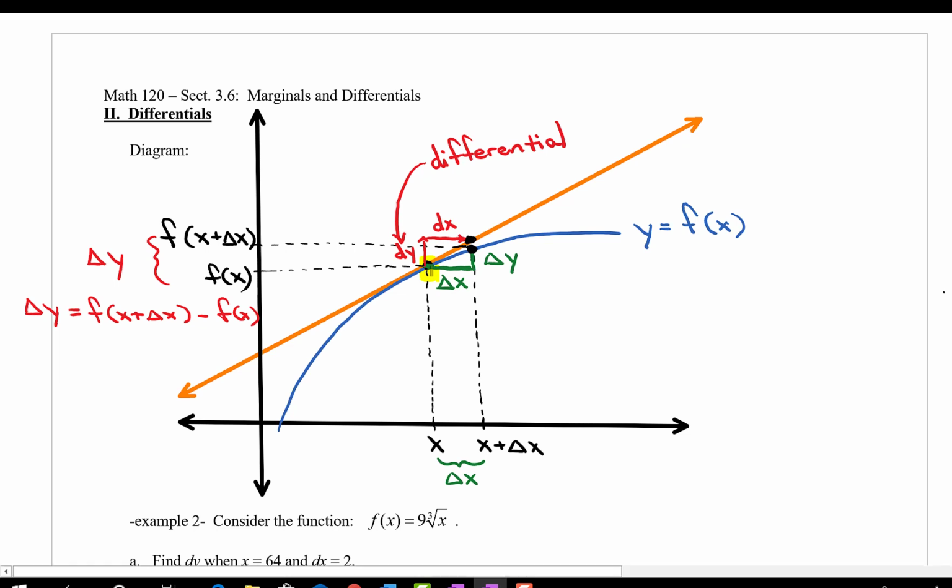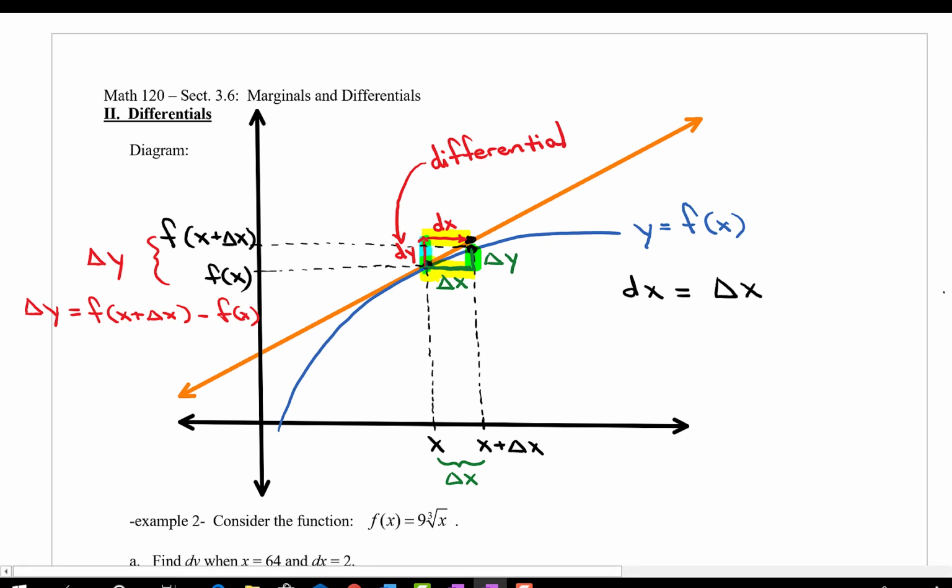Notice that delta x and dx are equal to each other. That measurement is still the same for both. So I'm going to write dx equals, right? And we know the difference between equals and approximately, right? Equals means it's exactly equal. dx is exactly equal to delta x. They're exactly the same amount. They're always equal to each other.